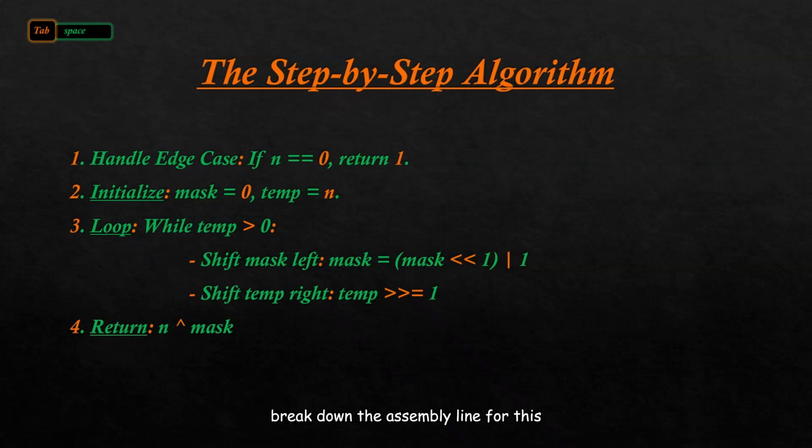Let's break down the assembly line for this solution. The zero guard. Since 0 is a special case in binary, we handle it immediately by returning 1. The mask builder. We create an empty mask and a copy of our number. The discovery phase. We look through the bits. Every time we find a bit in our number, we add a 1 to our mask. We do this by shifting the mask left and using a logical OR. The final toggle. Once the mask is the perfect size, we apply the XOR and return the result.